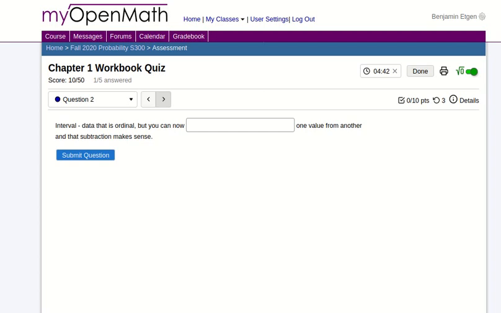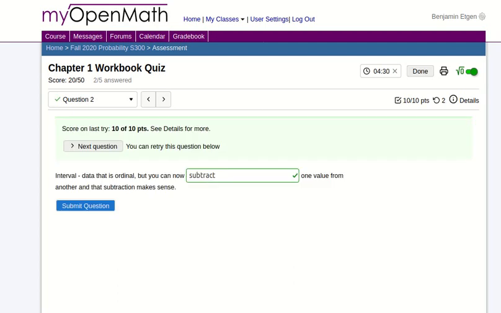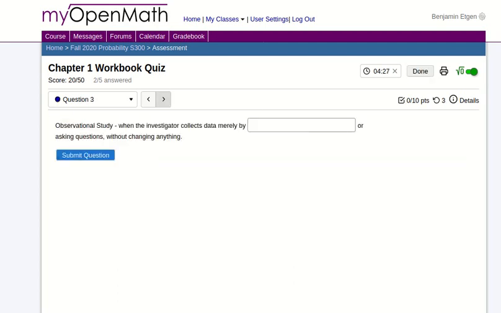Interval data that is ordinal, but you can now subtract. Probably shouldn't go through all of this, but you get the idea, right? It's asking me questions from the workbook. I'll submit that. Might as well just show you the next question: an observational study is when the investigator collects data merely by observing something or asking questions without changing anything.